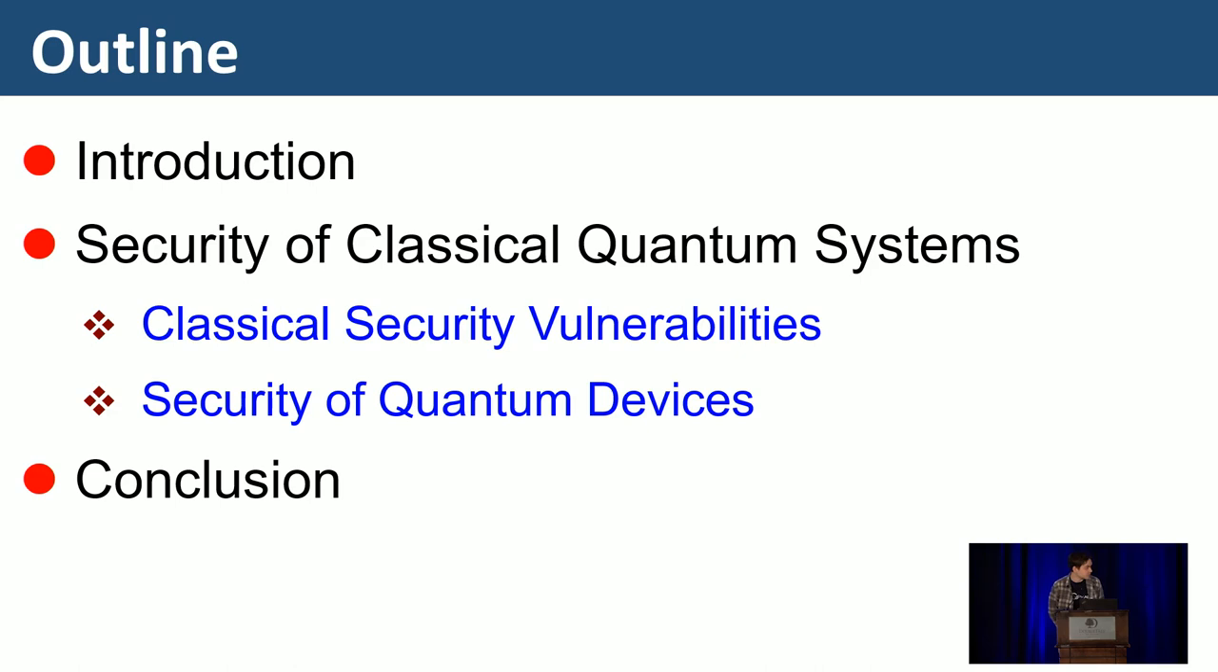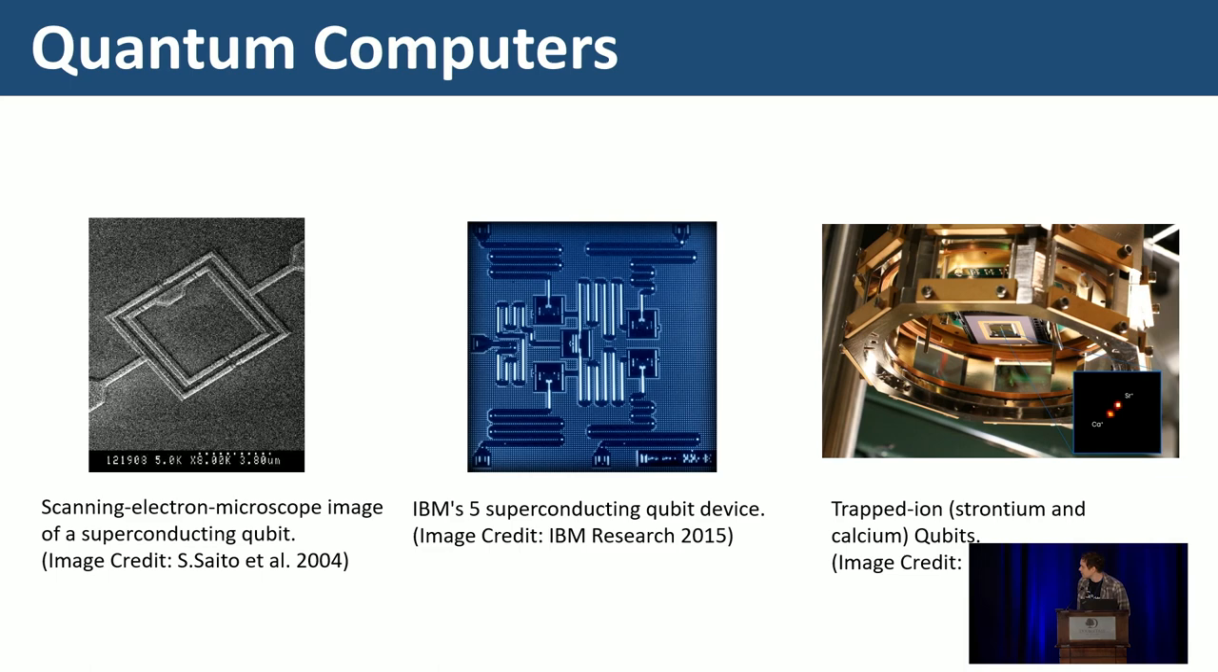So here are some pictures of quantum computers. The first one on the left is from 2004, and this is on the scale of 2 micrometers. This is a superconducting qubit. The second image is IBM's 5-qubit machine, also superconducting qubit based. This is at a scale of about 300 micrometers, and for perspective, the size of a human hair is about 50 micrometers.